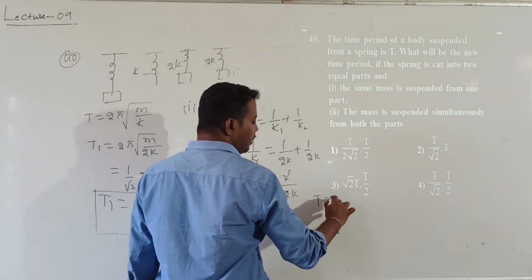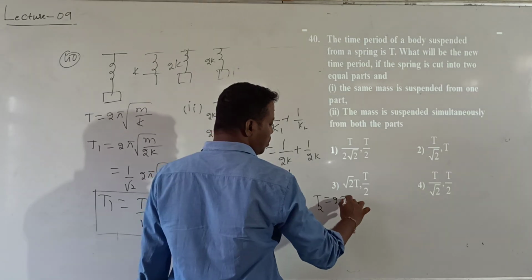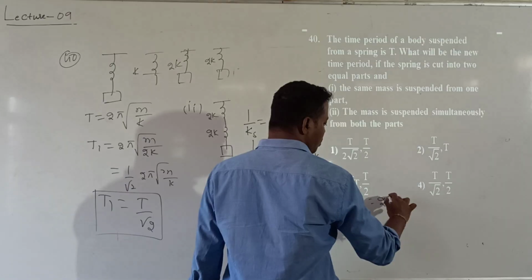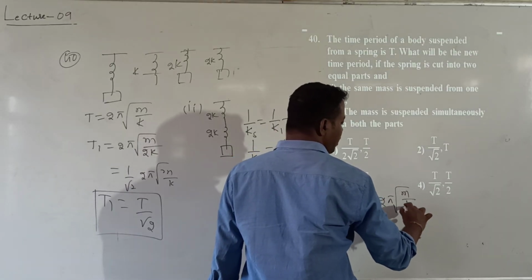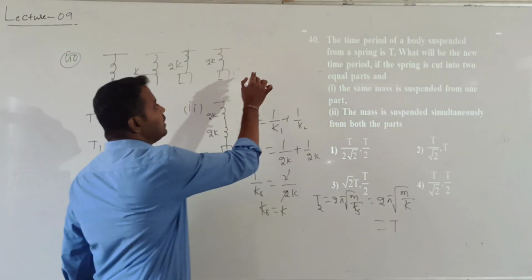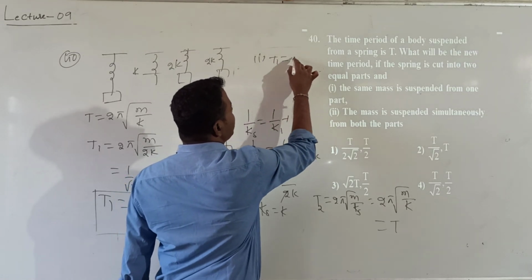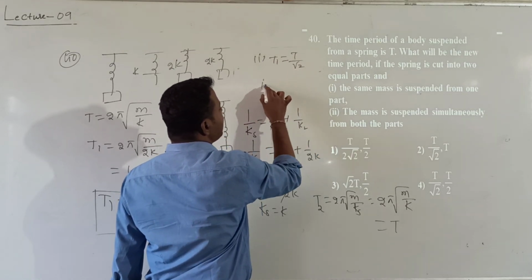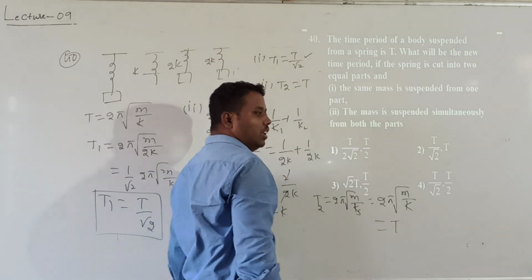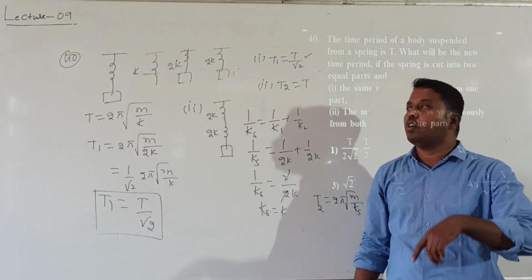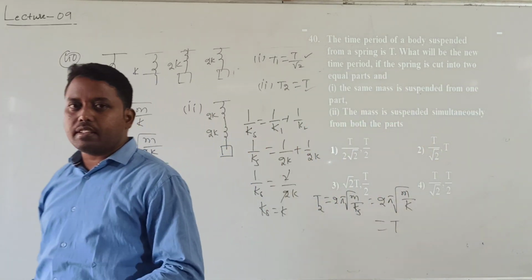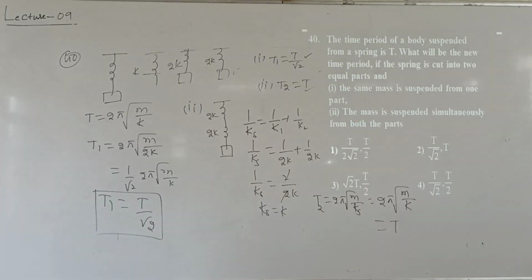When Ks is equal to k, what happens to T2? It is 2 pi into root over m by k only, which is nothing but T. So what is the answer? For the first question, the time period T1 is equal to T by root 2. For the second question, the time period T2 is equal to T. The first question is when one cut spring is connected to the block. The second question is when two springs are connected simultaneously. Are you getting it now? This is question number 40.